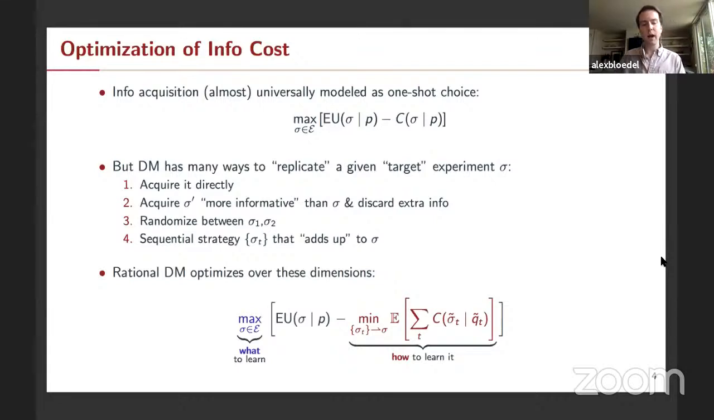And what this means is that rational decision makers are actually solving a much larger optimization problem, where they first choose which experiment to acquire, that is, what information to learn. And then conditional on that, they also choose the optimal information gathering strategy by optimizing over these above dimensions. In other words, they choose how to learn their chosen experiment. Now, in order to focus purely on the cost side of things, in this paper, we focus on this inner optimization problem over how to acquire a given experiment for each such experiment.